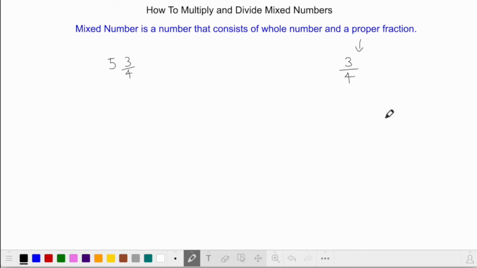This is an example of a mixed number where you have 5 as a whole number and 3/4 as a fraction. A proper fraction is a fraction where the numerator is less than the denominator, while an improper fraction is the opposite. An improper fraction is where the numerator is bigger than the denominator. So this is an example of an improper fraction, this is an example of a proper fraction, and this one is an example of a mixed number.